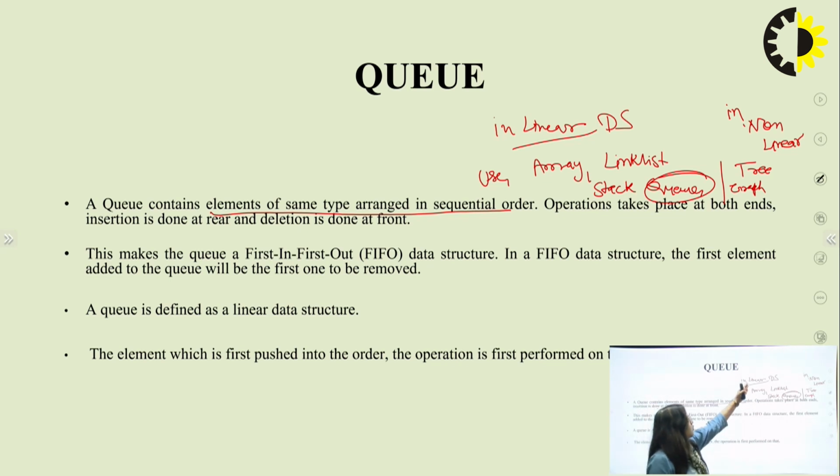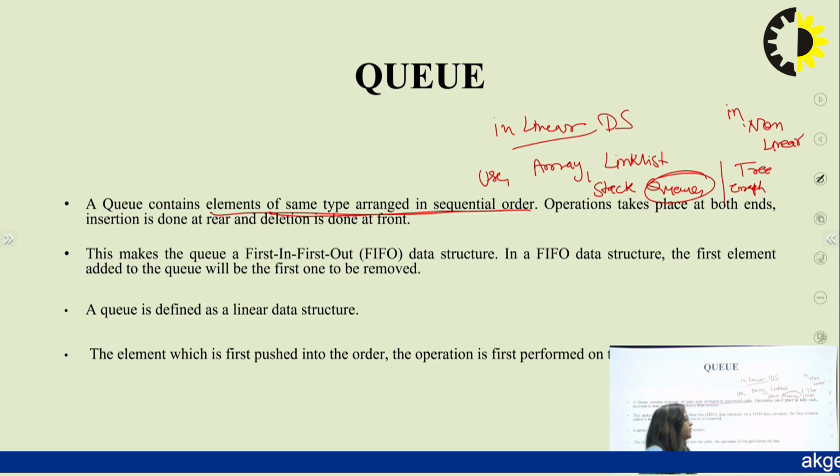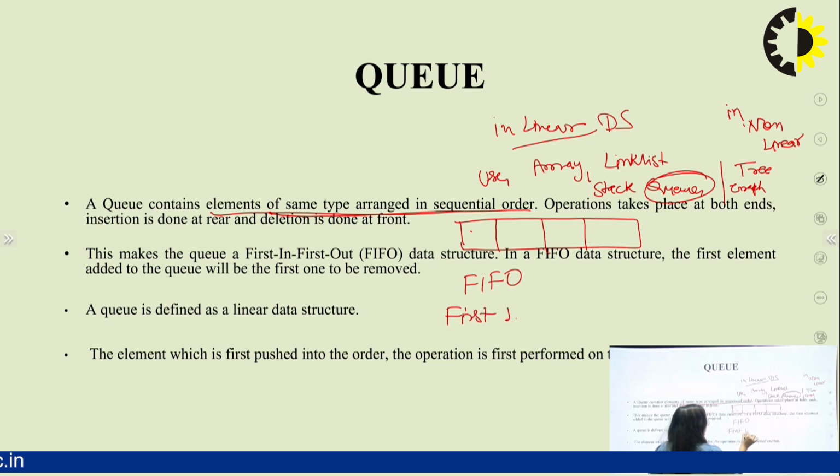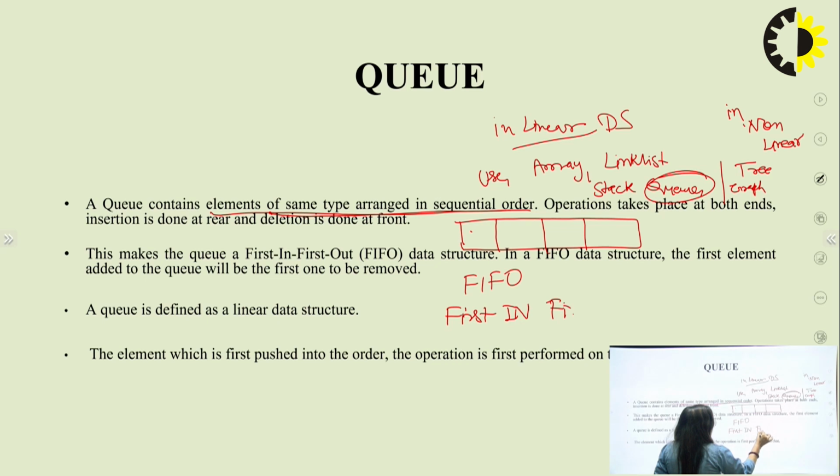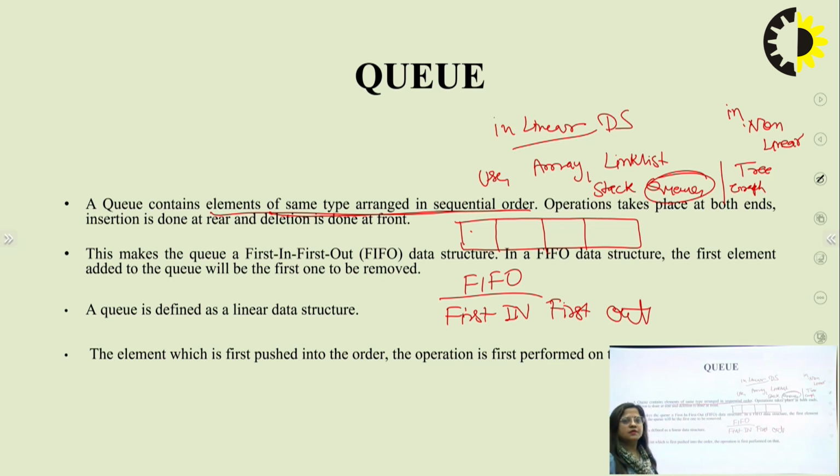So it is also part of linear data structure. A queue contains elements of the same type arranged in sequential order. Operations take place at both ends: insertion is done at the rear and deletion at the front. The queue looks like this. It works on FIFO, which means first in, first out. It works on this principle, FIFO.